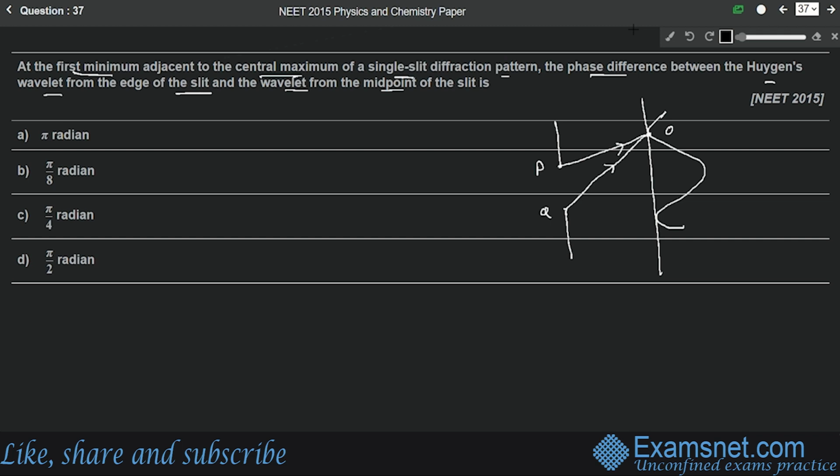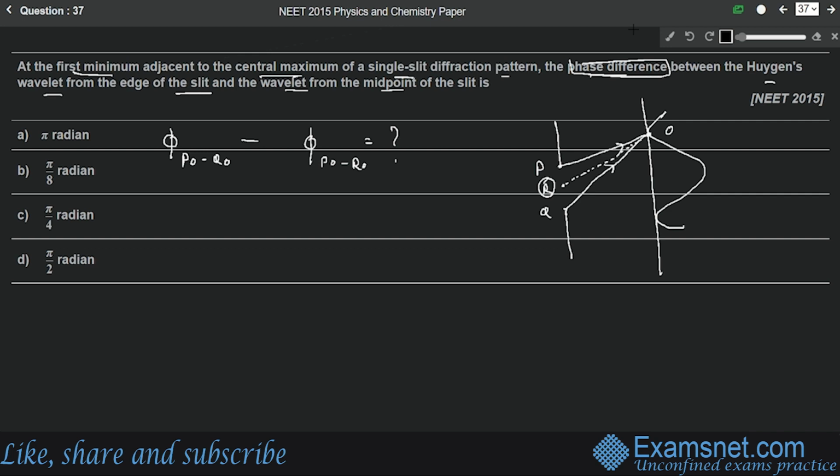Now, if we assume that R is the midpoint of P and Q, then another wave from this midpoint will also go. We have to find the phase difference between the wavelet from the edge of the slit and the wavelet from the midpoint of the slit. So let's see. First, we'll find the phase difference between PO and QO. And then we'll find the phase difference between PO and RO. That means in the second case, we have to consider the midpoint. So PO and RO. And then we have to find the difference between these two.